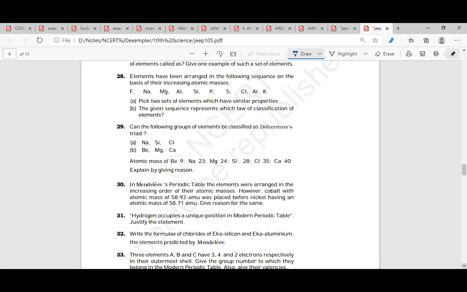In Mendeleev's periodic table, the elements are arranged in increasing order of their atomic masses. However, cobalt with atomic mass 58.93 amu was placed before nickel having atomic mass 58.71 amu. Give reason for the same. Because in Mendeleev's periodic table elements are arranged in increasing order of atomic masses, but here the atomic mass of the second is lesser than the previous, so it can't be. They were placed to match chemical properties with the other elements of one group.